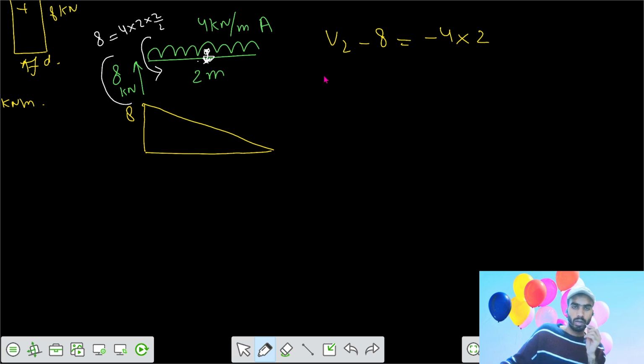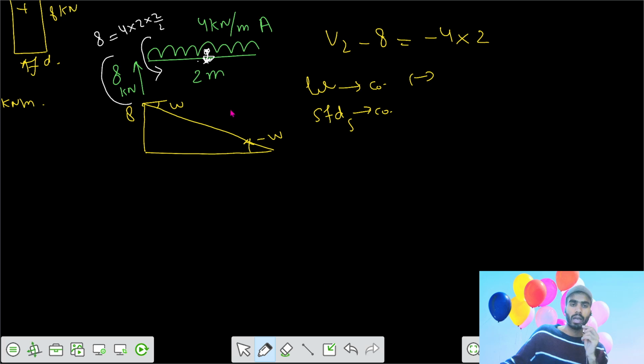Now, since you have a UDL, the slope here would be minus W, and the slope here is also minus W, because the loading intensity is constant. If your loading intensity is constant, that means your shear force diagram slope is also constant. And your loading intensity is negative. That means your value of slope is also negative.